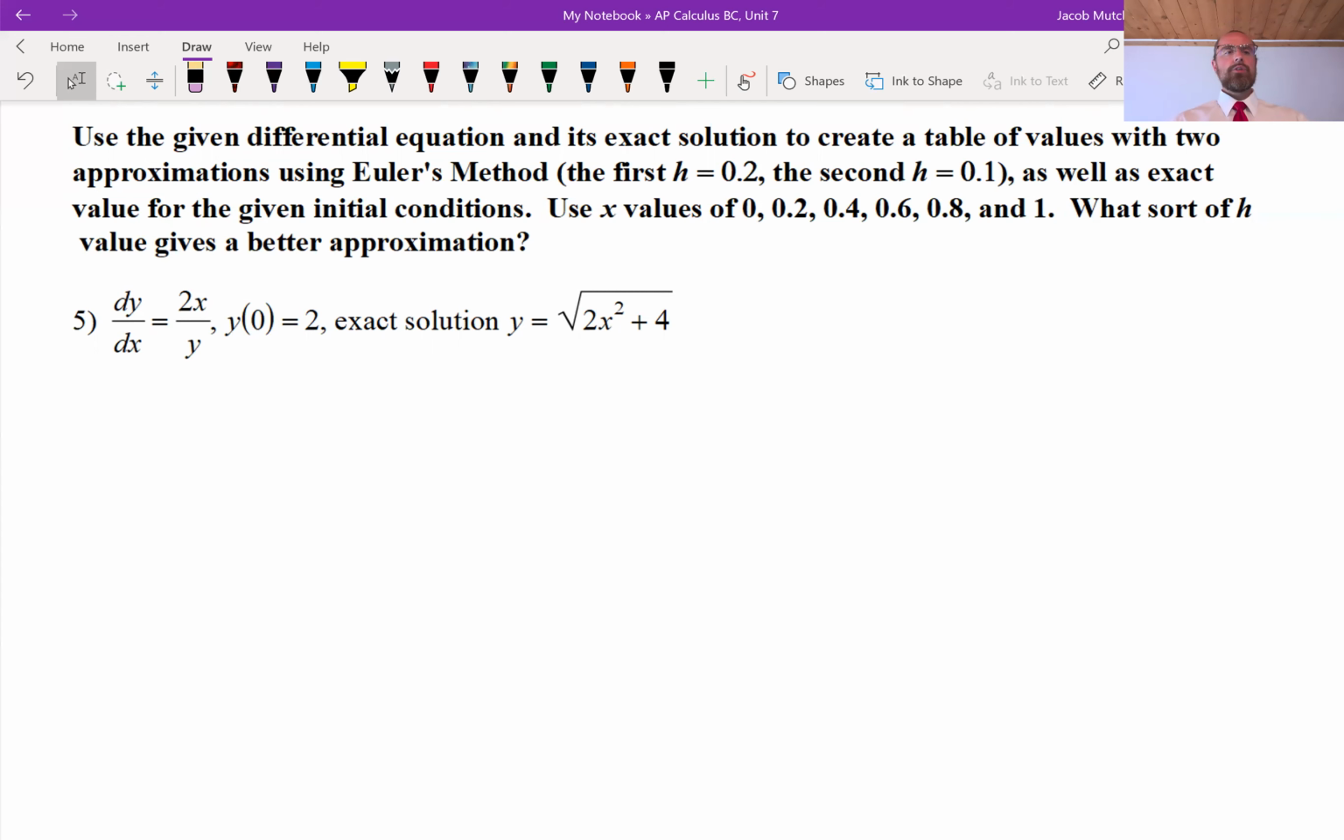And so what we want to do initially is create a table that summarizes the values from the exact solution first, and then I want to run 2 different approximations using Euler's method with different step values. So before we lose track of what we're doing, let me create that table first. It's a horizontally aligned table, and I'm going to put the x values first. So we'll start with 0. Told here to use these x values: 0, 0.2, 0.4, 0.6, 0.8, and 1. So we'll go ahead and lay those out in a table format.